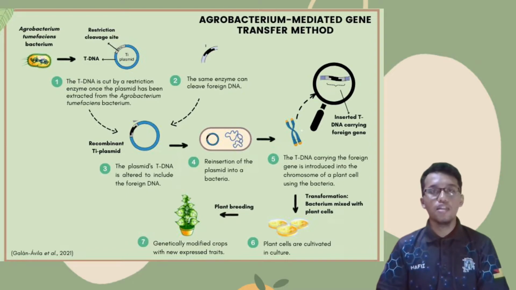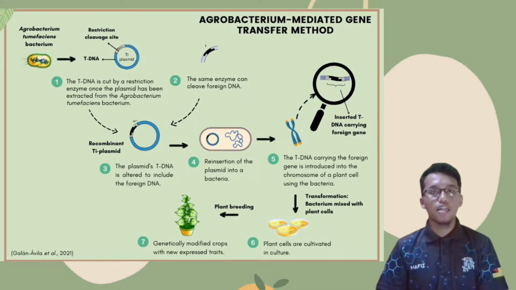First, the tDNA will be cut by a restriction enzyme once the plasmid has been extracted from the Agrobacterium tumefaciens bacteria. The same enzyme will be used to cleave the foreign DNA. Then, the foreign DNA will be inserted into the tDNA. The tDNA will be altered and the plasmid will become a recombinant Ti plasmid. The recombinant Ti plasmid then will be inserted back into the Agrobacterium tumefaciens bacteria.